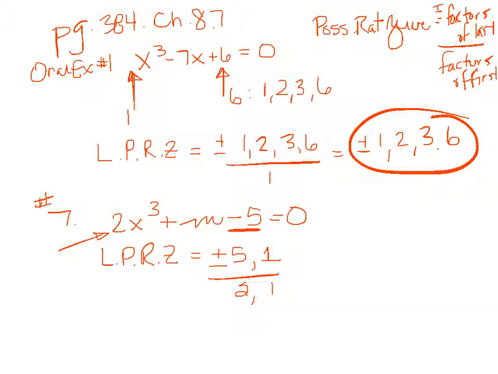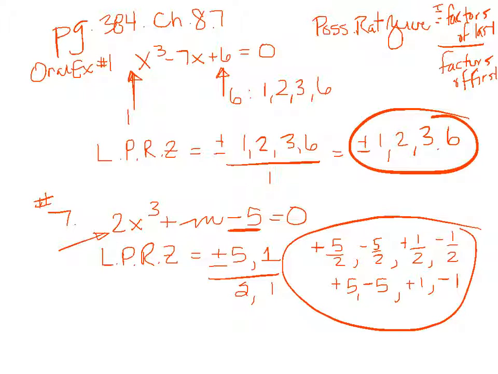So if you wanted to list them out, you'd have plus 5 over 2, minus 5 over 2, plus 1 over 2, minus 1 over 2, and then you'd have plus 5, minus 5, because those would be the over 1s, and finally plus 1 and minus 1. And that would be a good answer. In fact, I accept this first one as well.